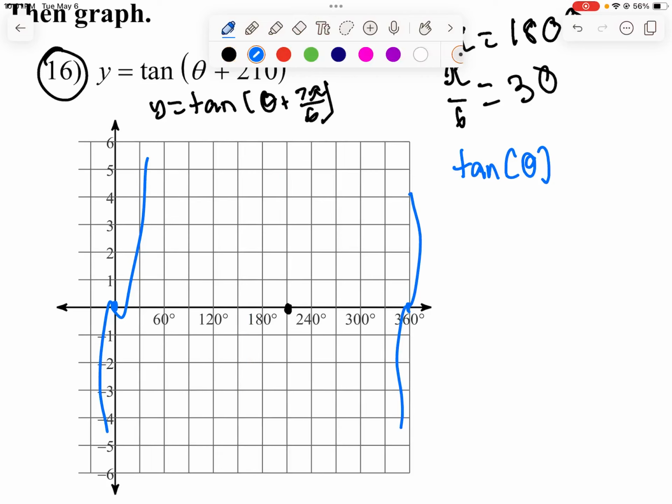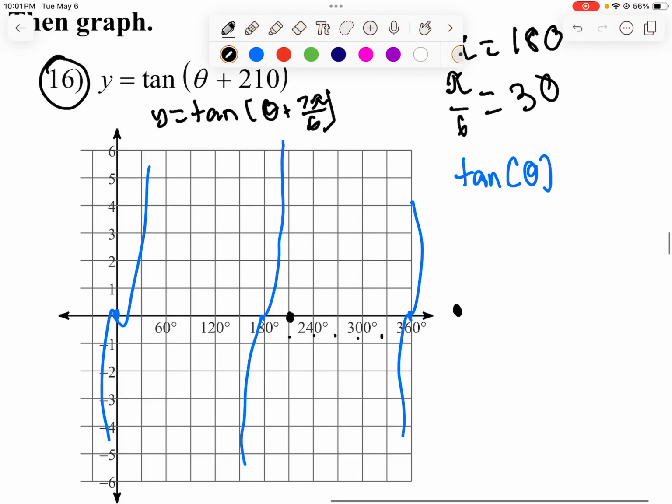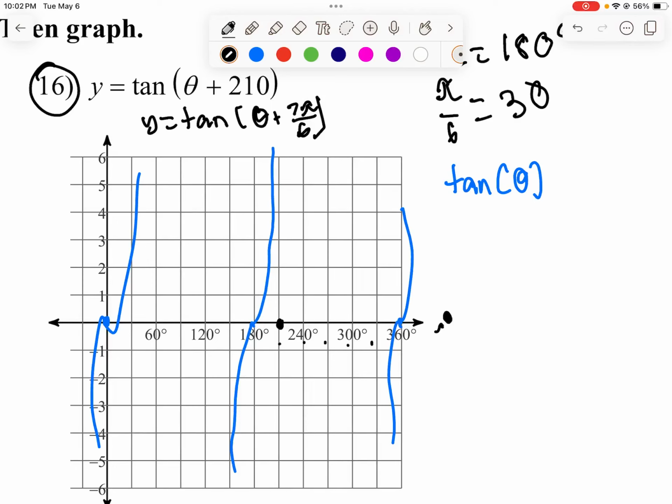Let me just redraw this if you don't mind. Now we need to shift this one over by 7, assuming we have room. 1, 2, 3. 1, 2, 3, 4, 5, 6. And then this would be at 400. Wait, 400. Hold on. 390. I don't know why I said 400. Sorry. And this would be here. Something like this.